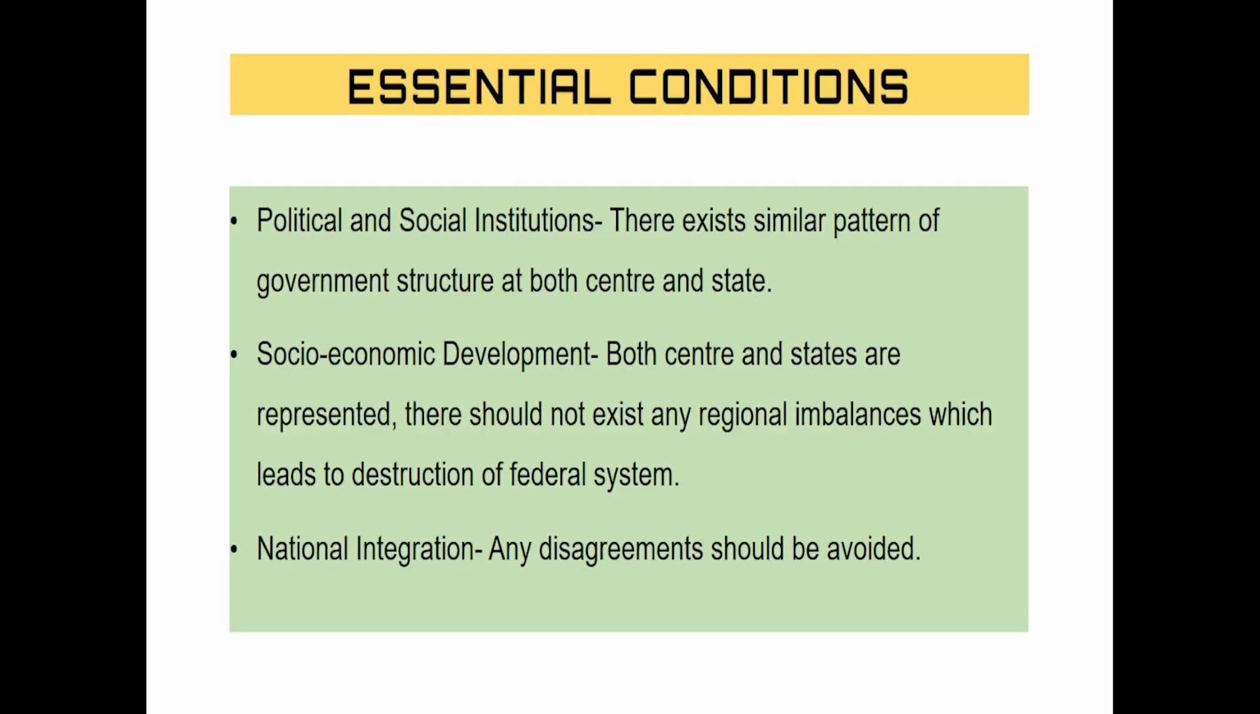So now the next important essential condition is socio-economic development, and again this is a very major essential condition for the federal structure to be intact, because this socio-economic development will ensure that across the states there exists a balance, and this balance has been maintained by the conditions that we have read in the earlier points. So both center and the states are represented and there should not exist any regional imbalances.